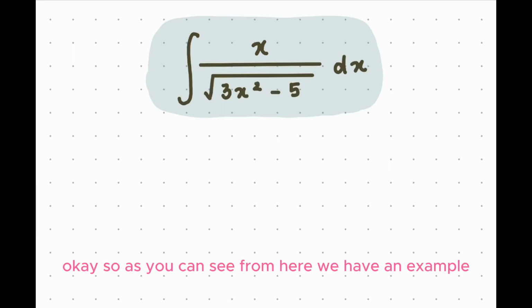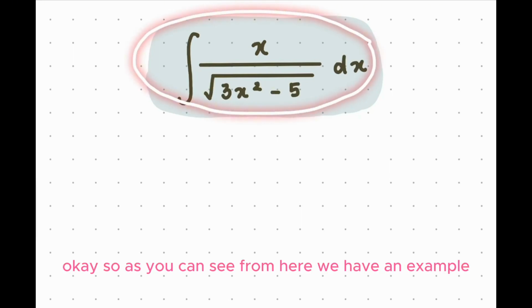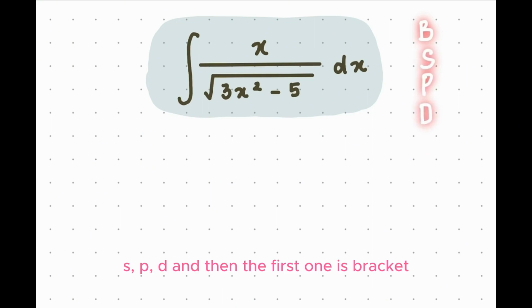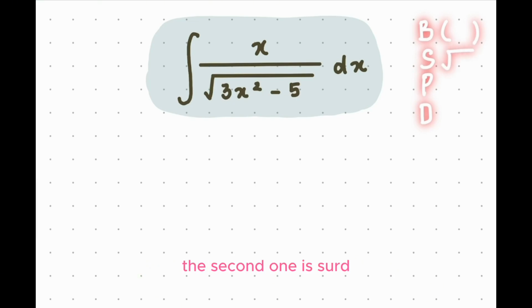Okay, so as you can see from here, we have an example from the previous exercise, and let's try to figure out how to solve this equation. The first thing is we have a denominator, and we also have a sec. What we learned from the previous presentation is we need to prioritize: BPD. The first is bracket, the second is sec, then the polynomial, and the last is the denominator.